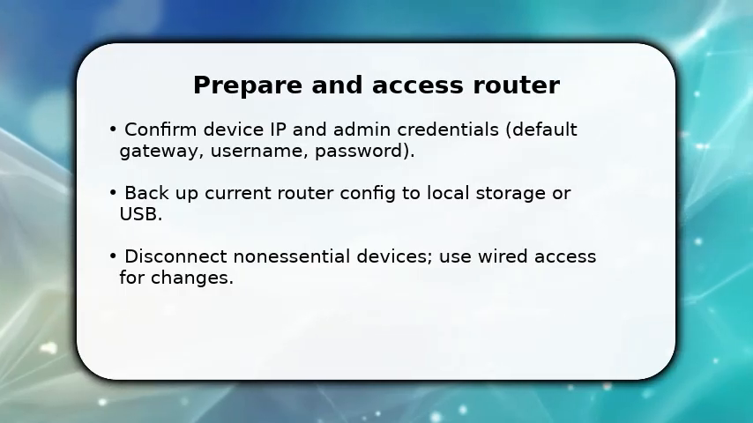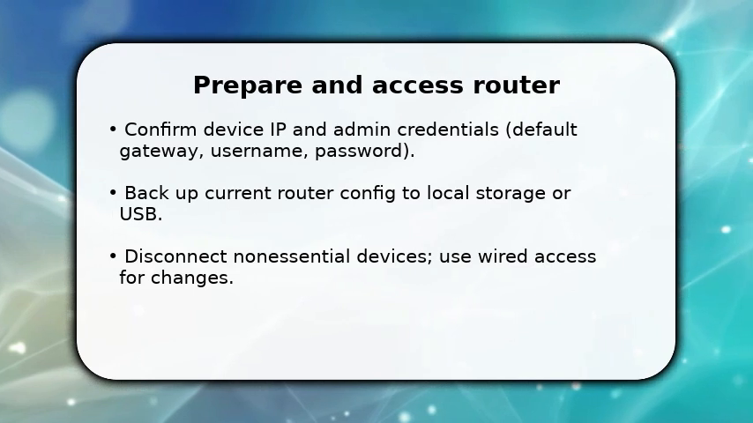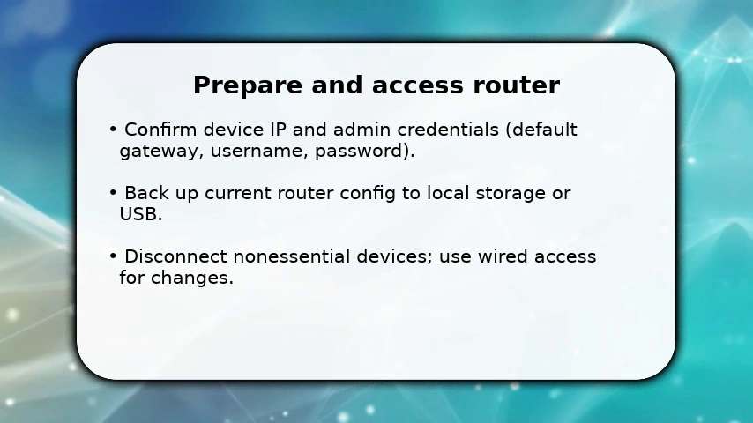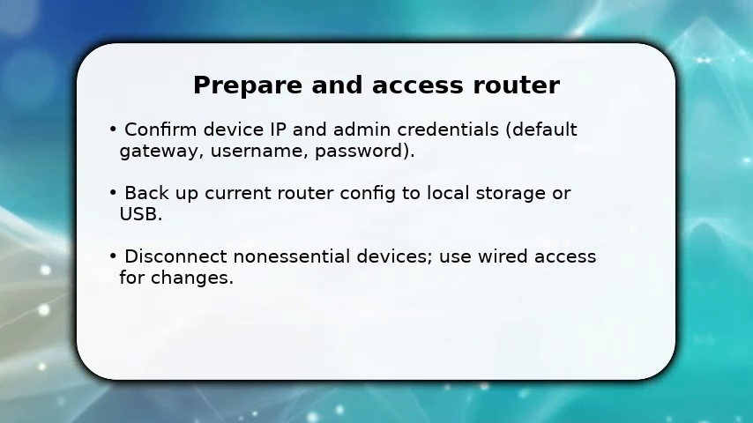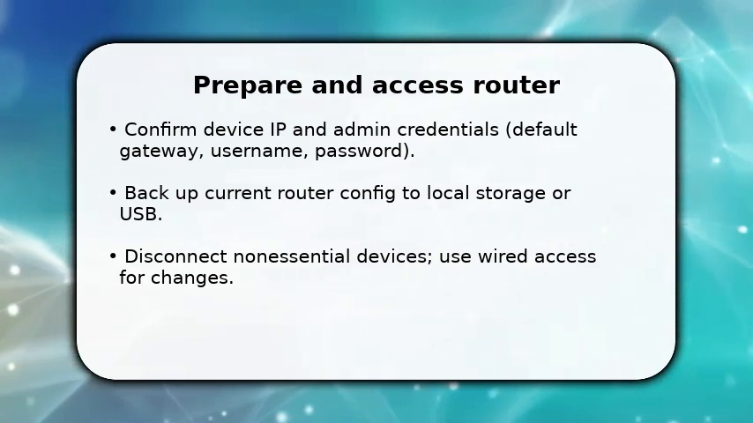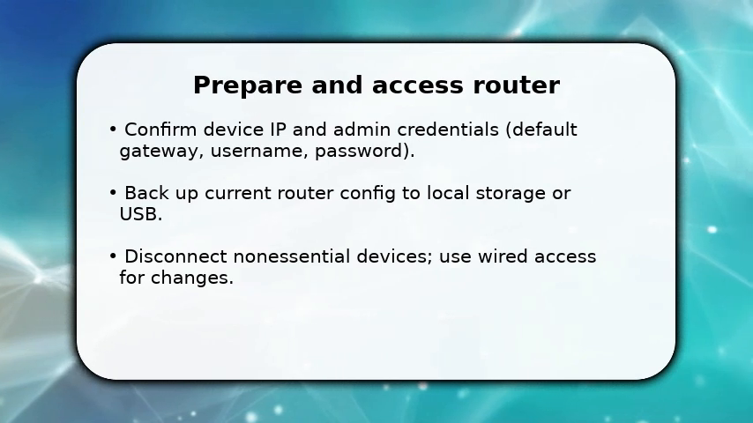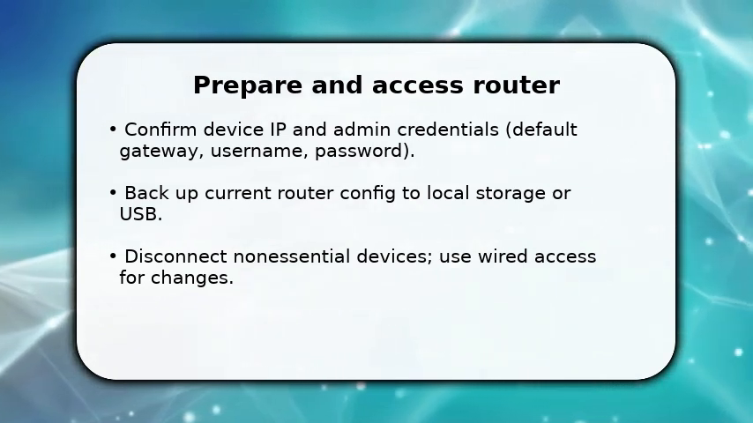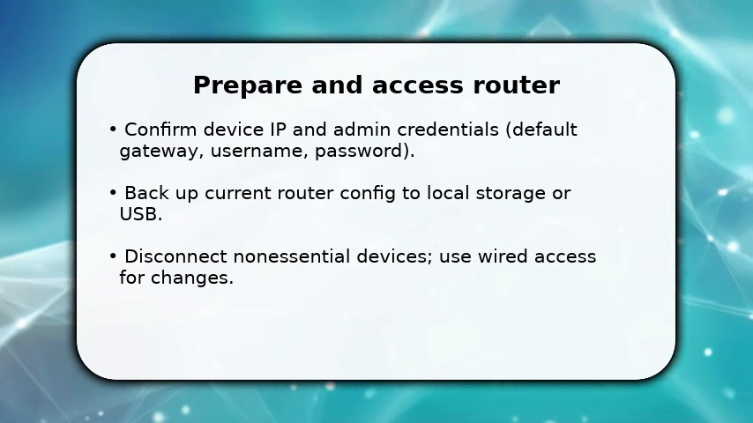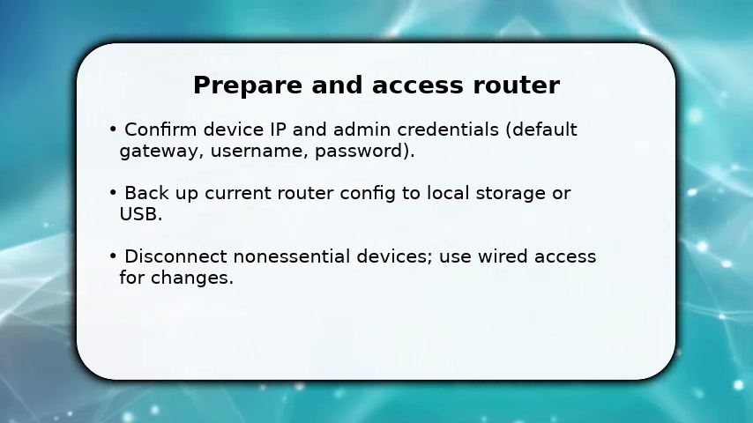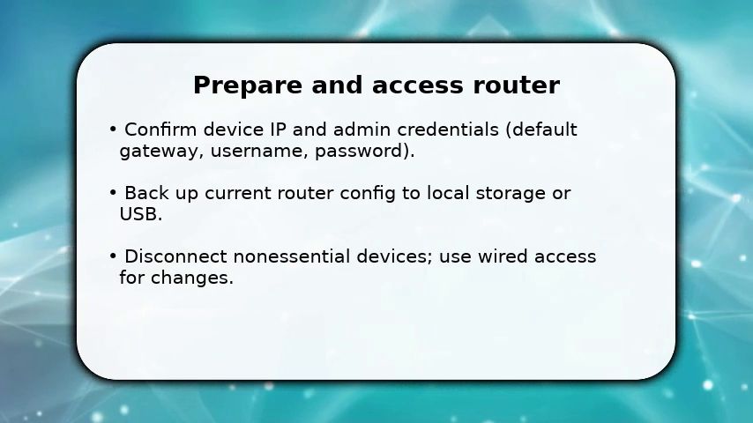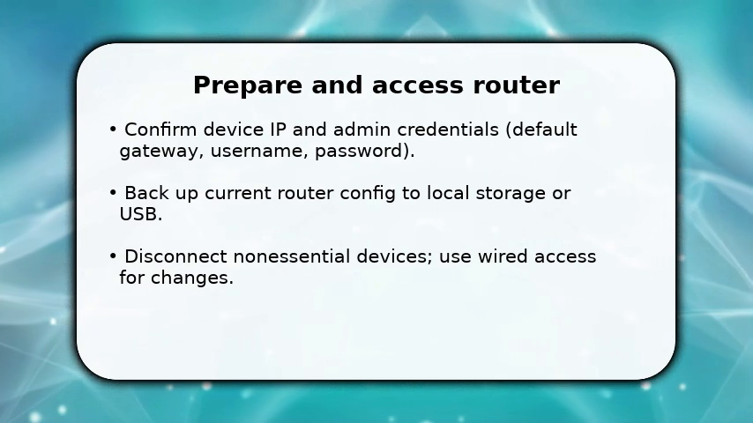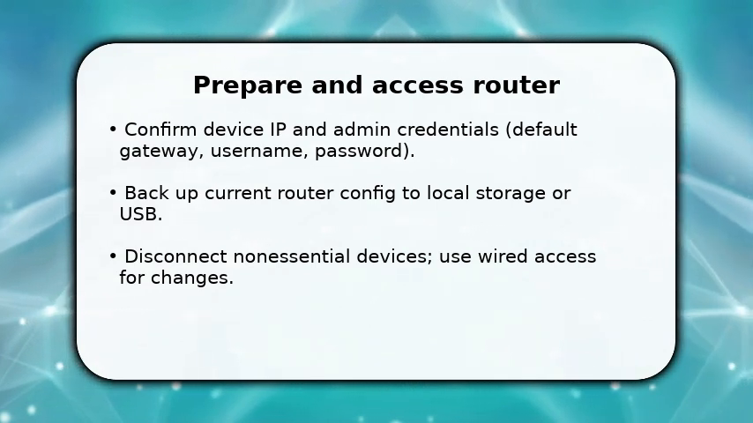You start by connecting directly to the router with an Ethernet cable and logging into its admin interface using the default gateway IP. Make sure you have the admin username and password ready, and immediately export or save a backup of the current configuration to local storage. Once done, disconnect non-essential devices so you don't accidentally change settings for the wrong machine. This prevents conflicts while you make network modifications and keeps the process deterministic and reversible.